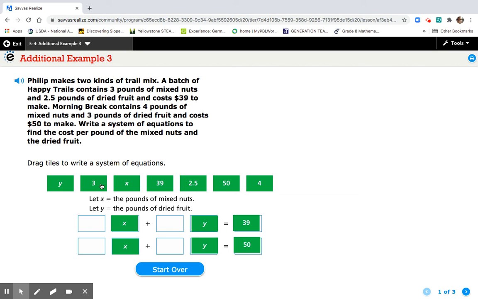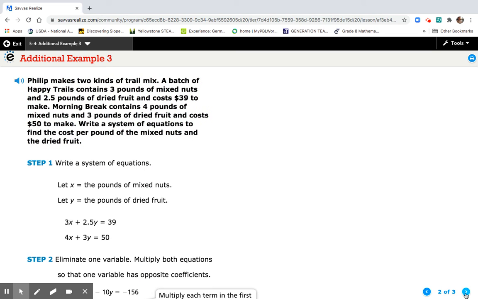All right. So let's see. The first number I see is this number 3 for mixed nuts, and the other number I see is 2.5 for dried fruit, equal to 39. And then the other equation for Morning Break, we have 4 for mixed nuts, and then 3 for dried fruit, to give us a total of 50. Right? So there is our system of equations. This is the system that we wrote.